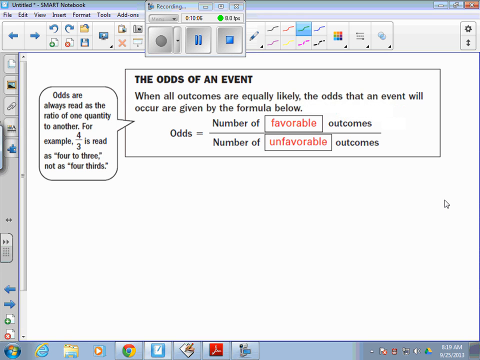And then we mentioned this already when we were talking about the odds of an event. Odds are the favorable over the unfavorable. If you look over to the left, it says always read as the ratio of one quantity to another. For example, 4/3 is read 4 to 3, not as 4 over 3. This is common for people to say 4 over 3, but that's not the right way to say it. You read it as 4 to 3, and it can also be written as 4:3, with a colon in the middle.